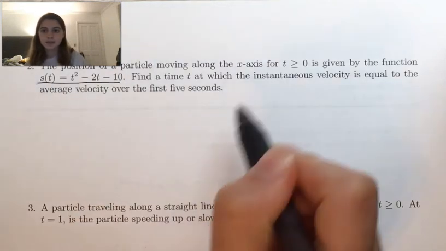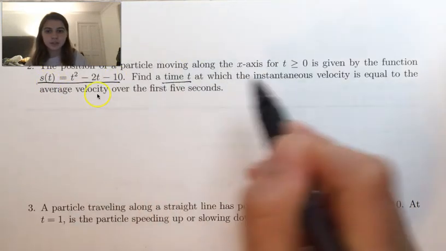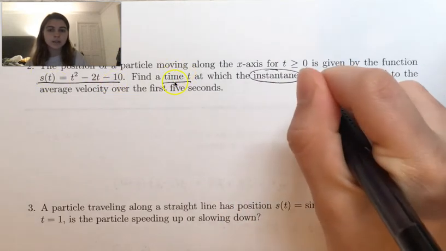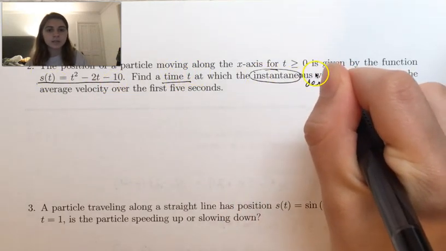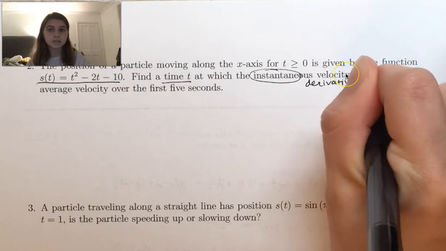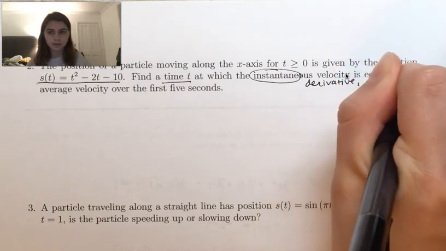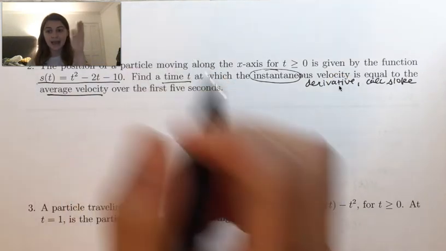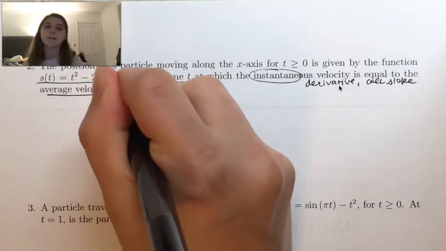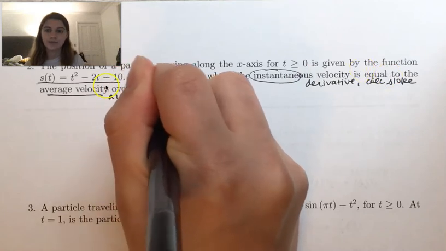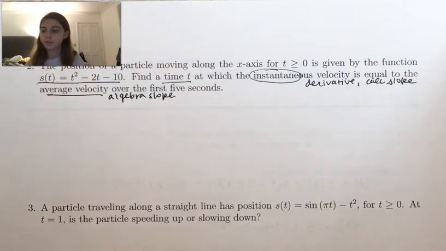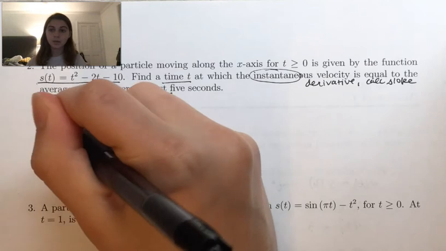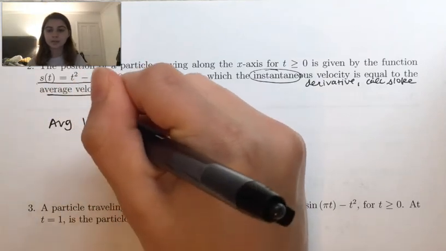So let's begin. Our position function is given to us here, and we're looking for a time t when the instantaneous velocity, which is the derivative, also known as the calc slope. Remember, that's the slope of the tangent line at a certain point. So it's like at that point in time, it's instantaneous. And we're finding when that's equal to the average velocity, which if you remember from the page before, that's the algebra slope. That's the kind of slope you learned in middle school.